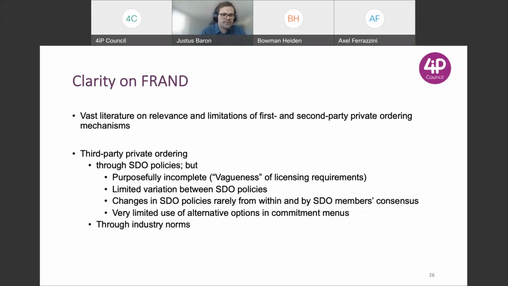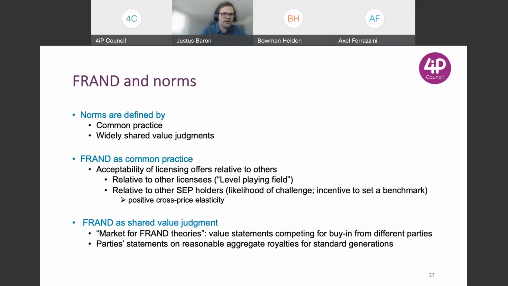And we argue that more directly and more specifically, the goal of clarity on FRAND is achieved through industry norms. So what do we mean by norms? So norms, we believe, are defined by at least two elements. On one hand, it's common practice. So for something to be a norm, it has to be widely practiced and widely shared. And second, there must be some normative element, in the sense that a practice that is widely shared but widely regarded as unsustainable is not a norm. So there must be some commonly shared value judgment that this is indeed a normal sustainable practice.